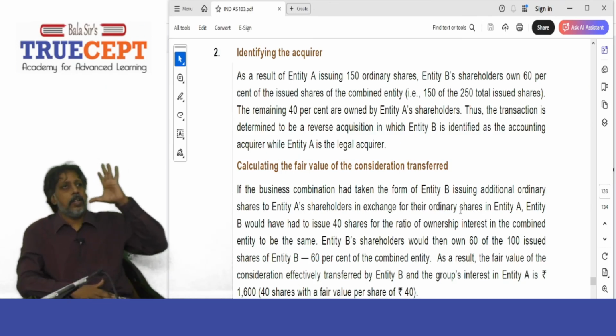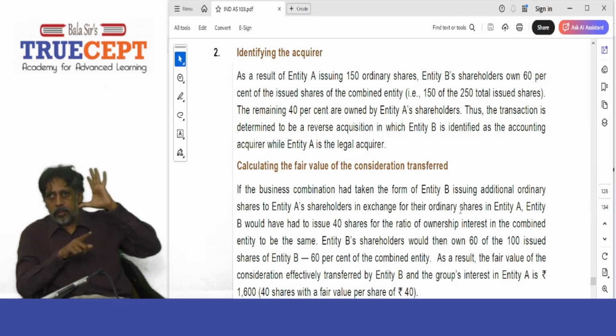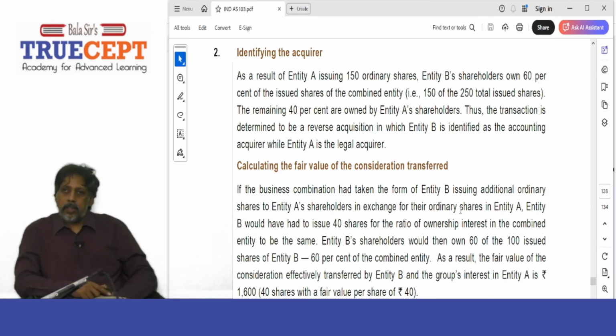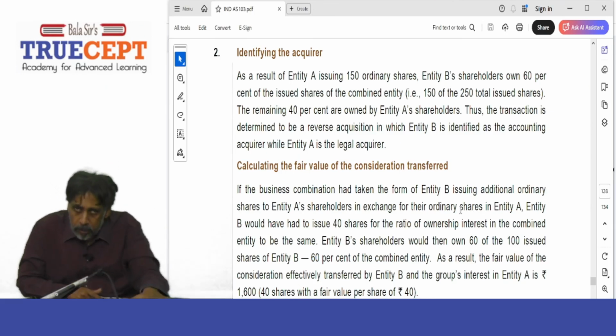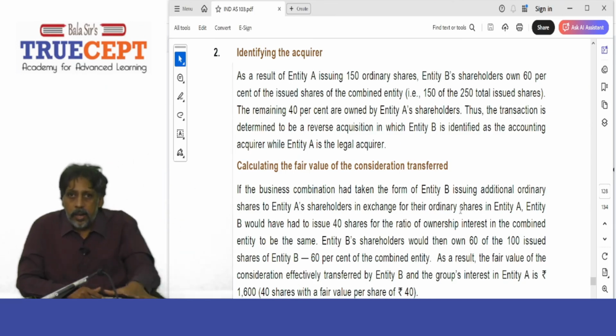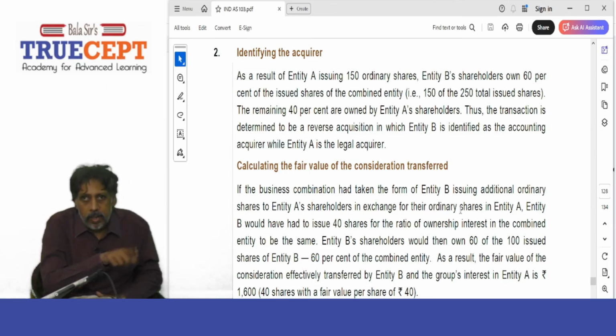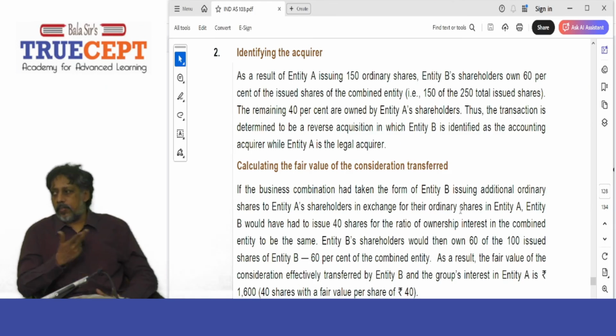Take a calculator. The 60 you're holding represents what? 60%. What is for 100%? Should have been 100 shares, right? That means the total number of shares in your company, had you acquired my company, would have been 100 shares. Minus the 60 you're holding. What is the balance? You had to issue how many shares? 40 shares to my shareholders. Worth rupees how much? 40 rupees each. How much? 1,600. There are two ways of finding this out.